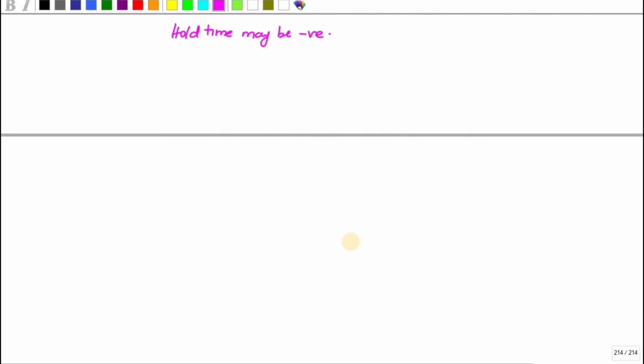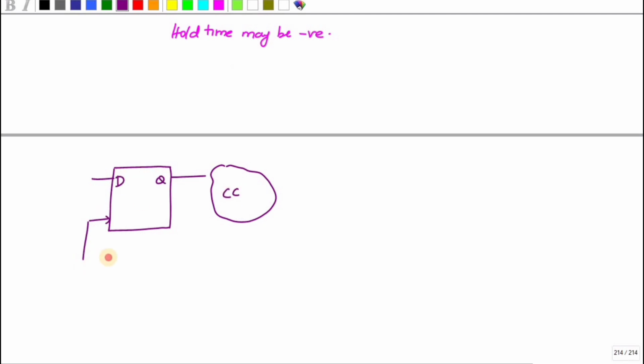So consider this is my system. This is my combinational circuit, and the same clock I am going to give to the second D flip flop.